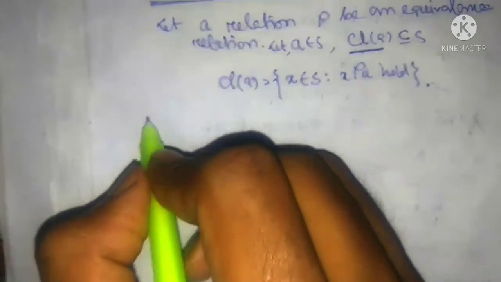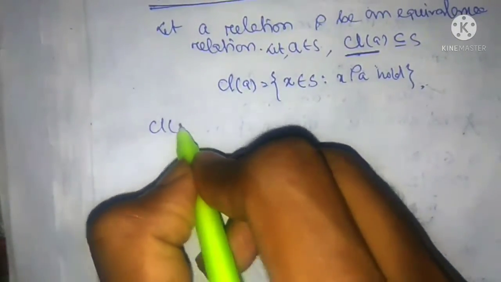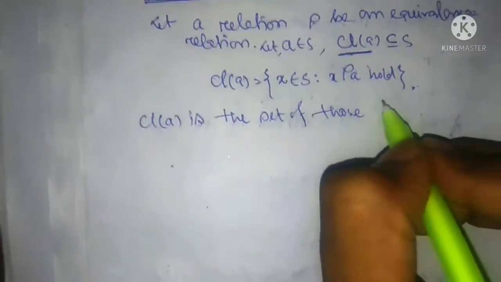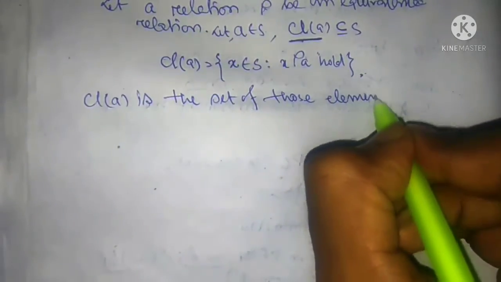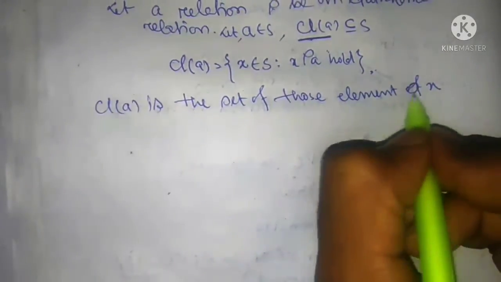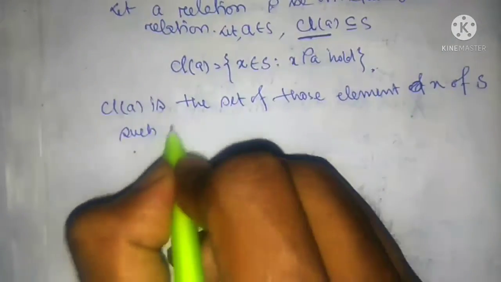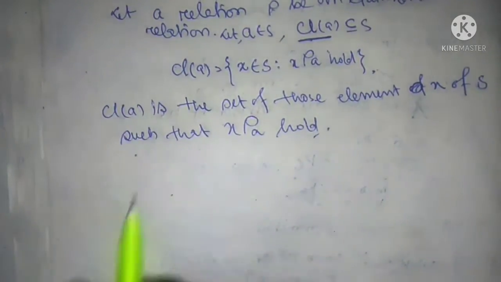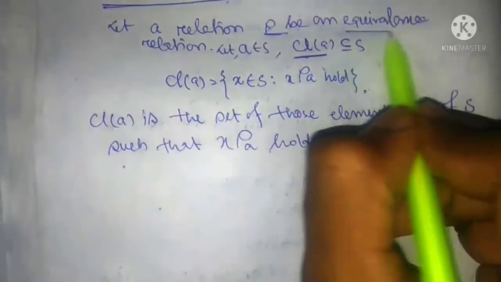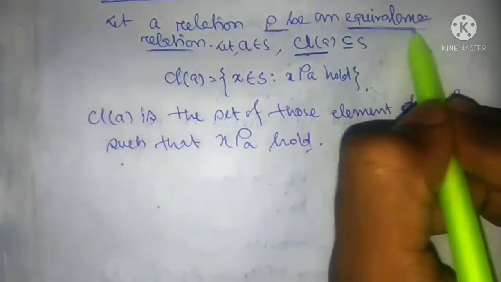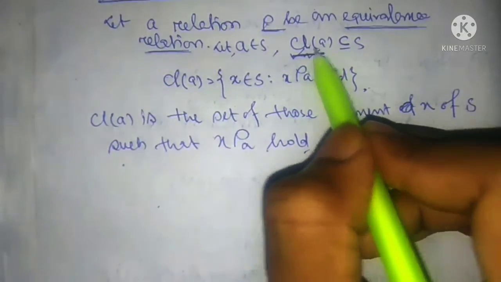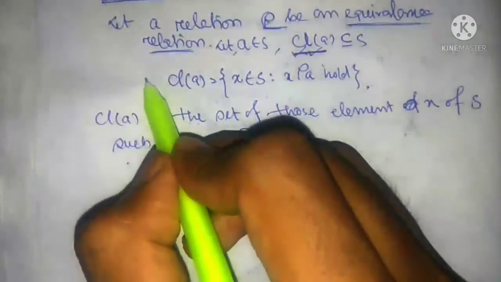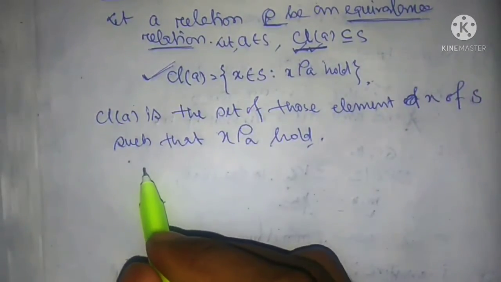That is, those X belonging to the class of A: I write it down, the class of A is the set of those elements X of S such that X related to A holds. So here the mandatory condition is that the relation rho is an equivalence. If this holds, then we can partition into classes. If rho is an equivalence relation, then we can partition into equivalence classes. So this is how an equivalence class is defined. Okay, so let us take an example.